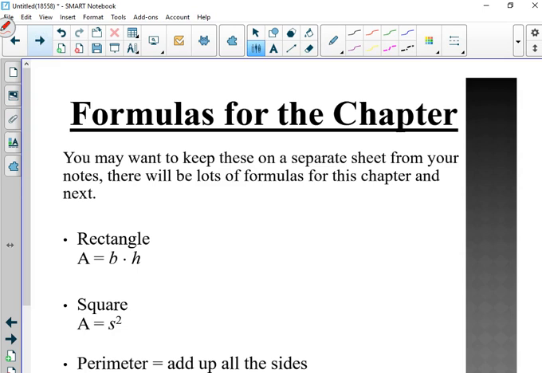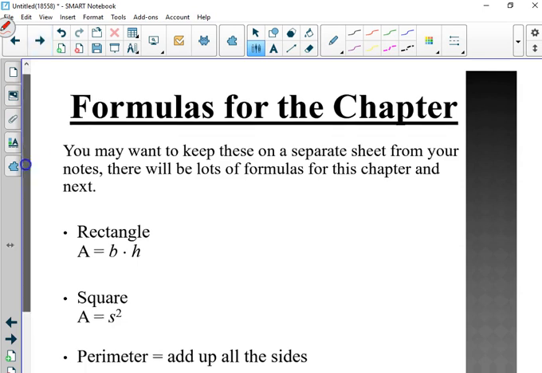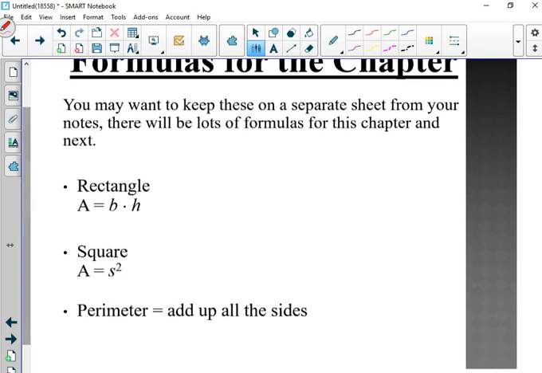Formulas we're going to be using a lot. So you may want to keep these on a separate sheet of paper. There'll be lots of formulas for this chapter and the next. So maybe you have a little note card and put them on there. So rectangle is base times height. You might also see it sometimes as length times width. Same thing, different letters.